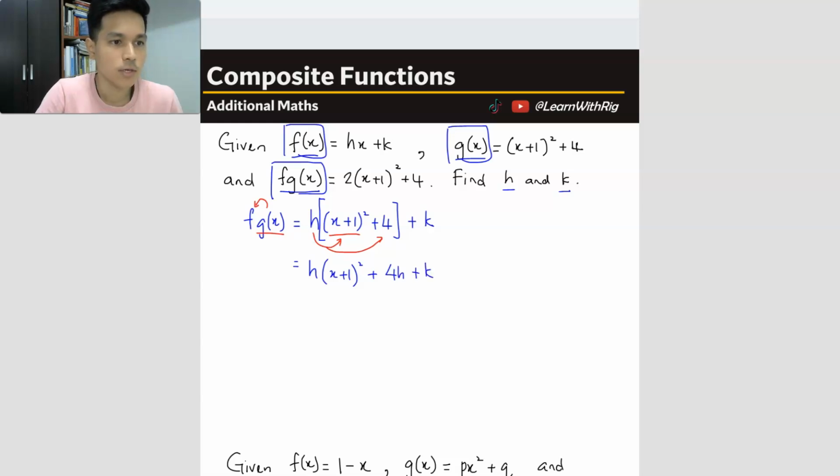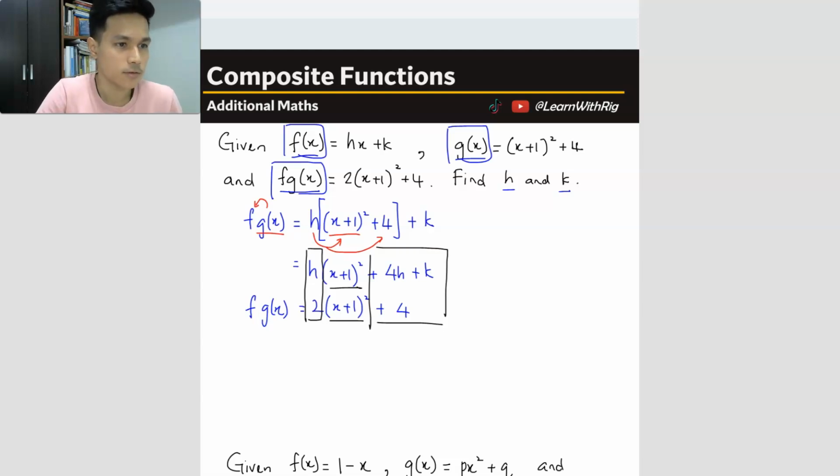Now, can we compare with the existing one? The existing one, which is given to you, is what? 2(x plus 1) squared plus 4. That's what is given here. So now, can you compare? Since these are the same, we know that h is actually equal to 2, and this 4h plus k is equal to 4.